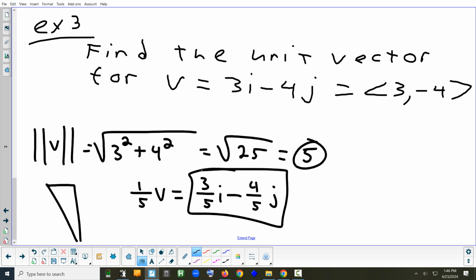So that's a vector that points exactly in the same direction as the original. It's just 5 times shorter, which means it's a unit vector. Now, everyone understands you don't always make it 5 times shorter. This one was 5, so we needed to make it 5 times shorter. If it was 8, we'd make it 1/8, 8 times shorter. Any questions on finding a unit vector if I give you a vector?